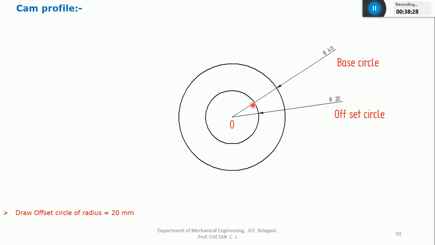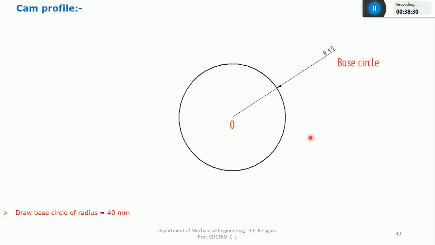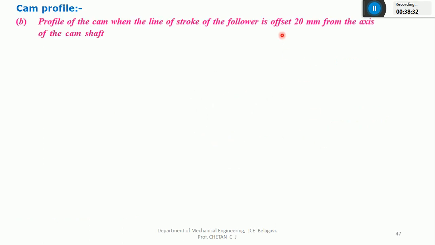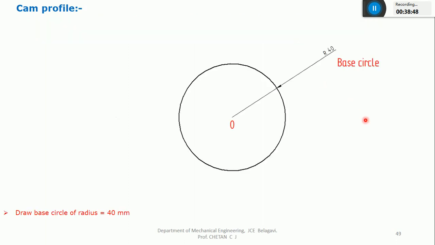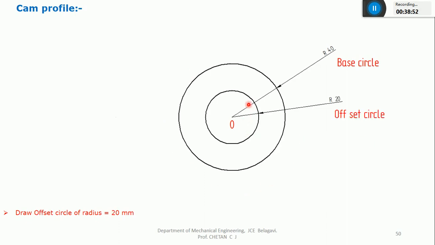So I'll indicate this as the offset circle, because you can see in the problem I need to draw the cam profile in such a way that the follower axis is offset by 20 mm. Just note down this offset distance, and take this as the radius of the offset circle, that is 20 mm. First I have drawn the base circle. With that offset distance, I'll draw one more circle. I'll take the radius as 20 mm, which is equal to the offset distance.